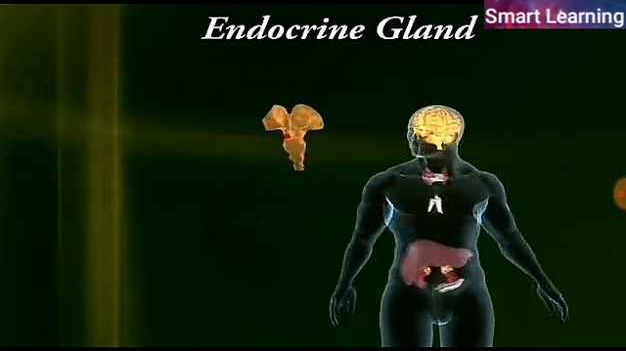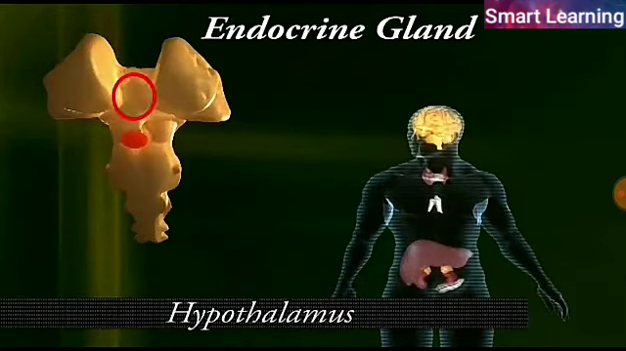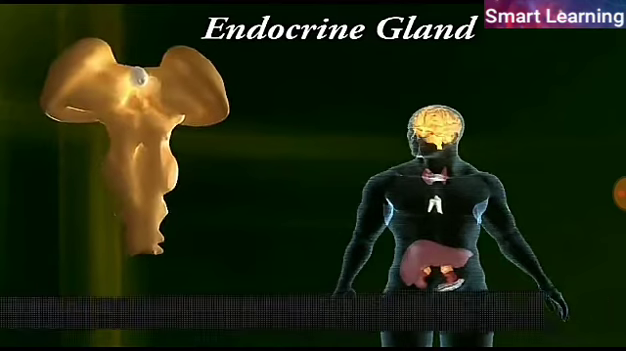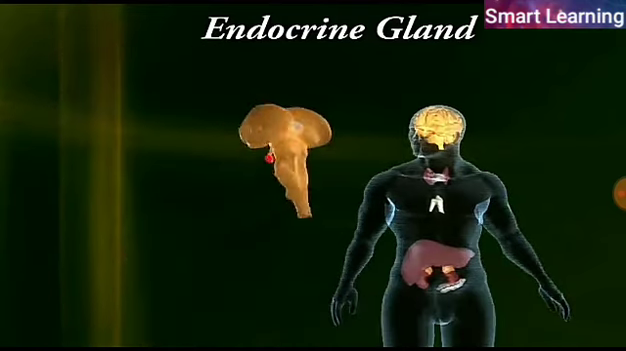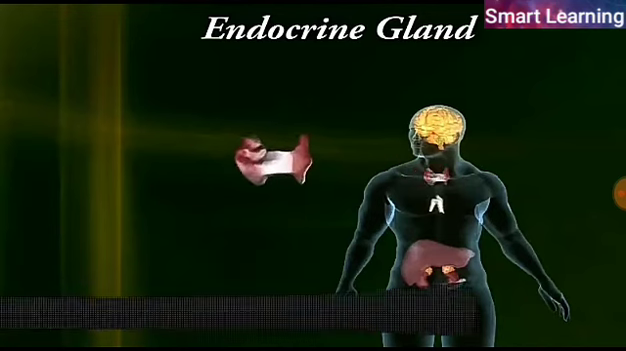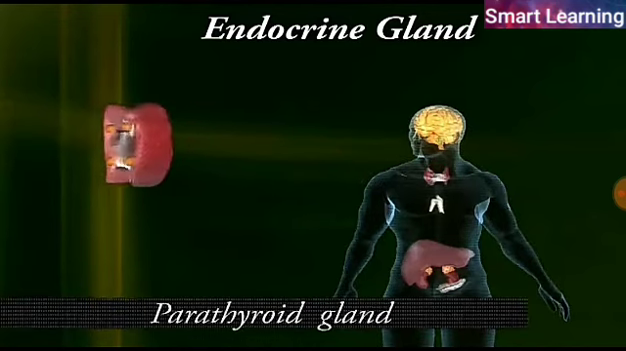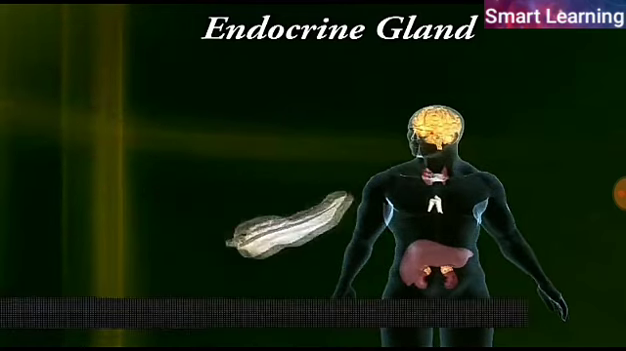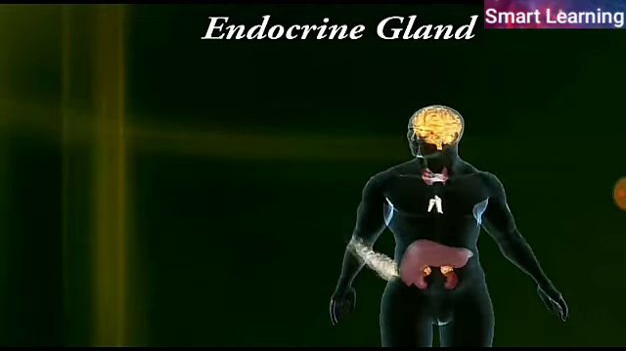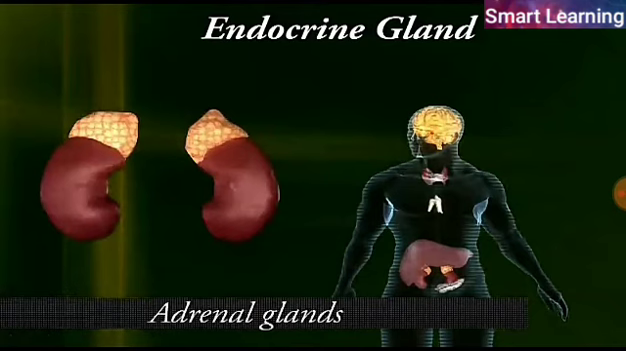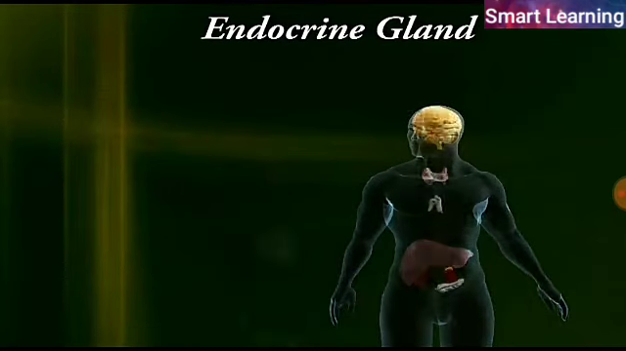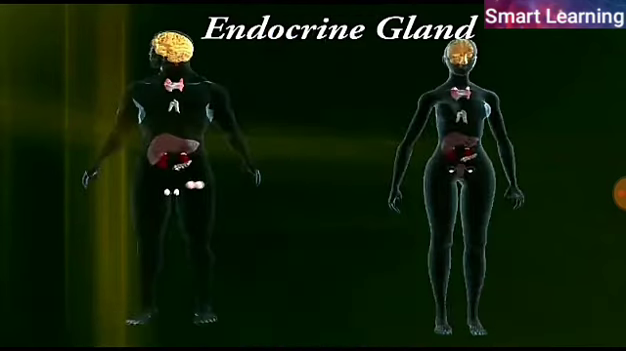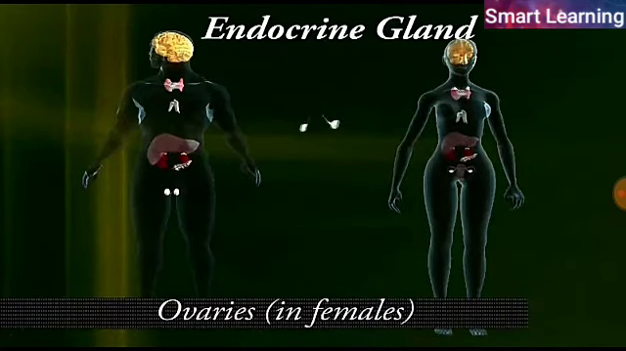These are hypothalamus, pituitary, pineal gland, thyroid gland, parathyroid gland, pancreas, adrenal glands, thymus, testes in males, and ovaries in females.